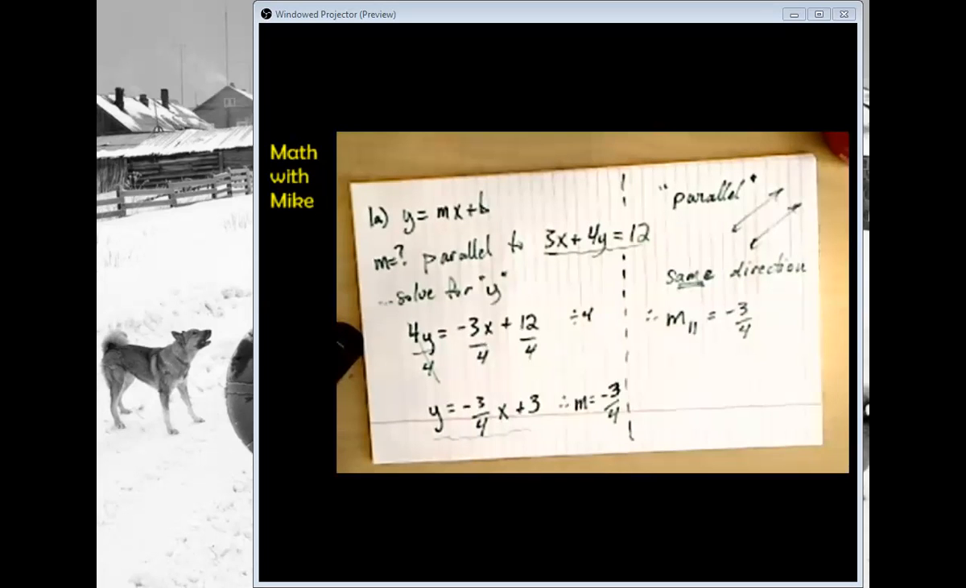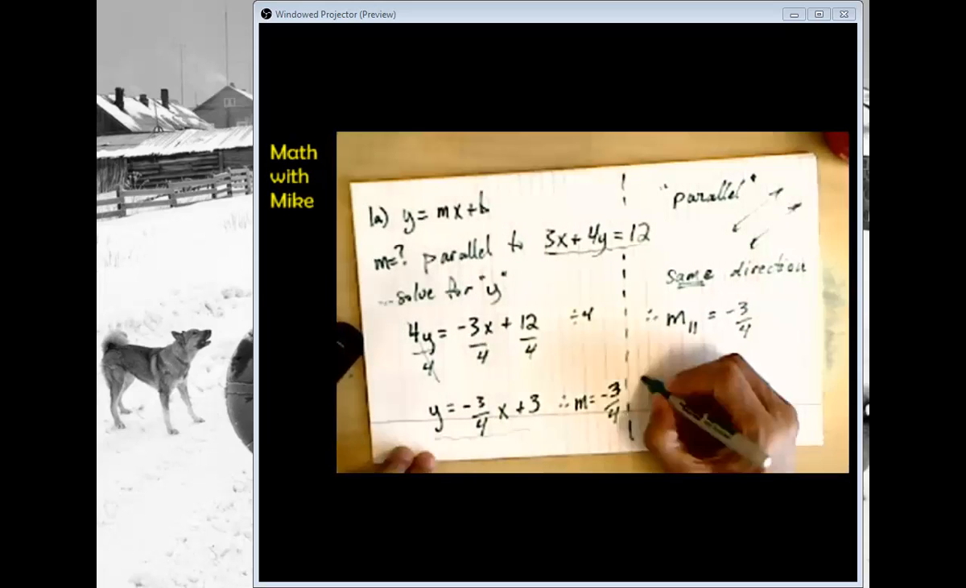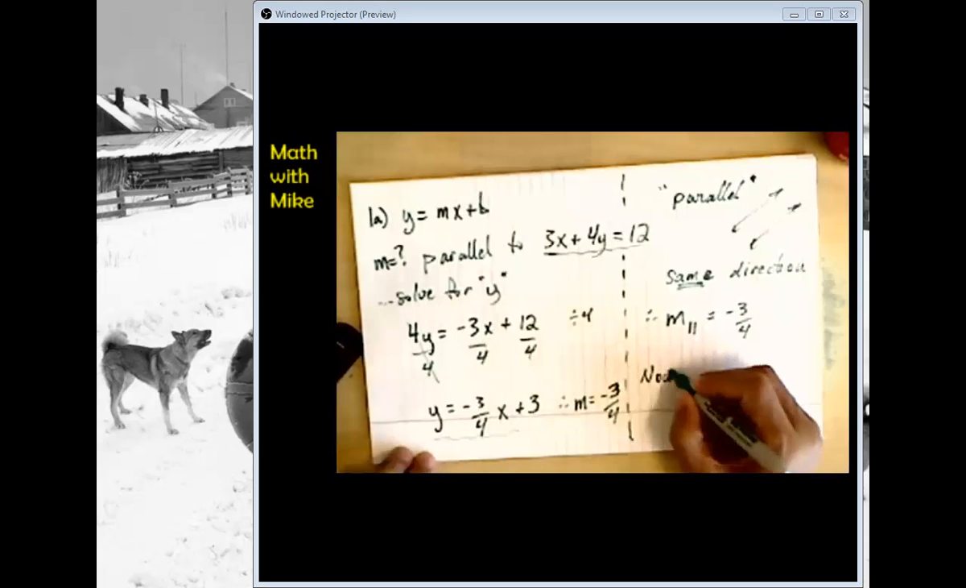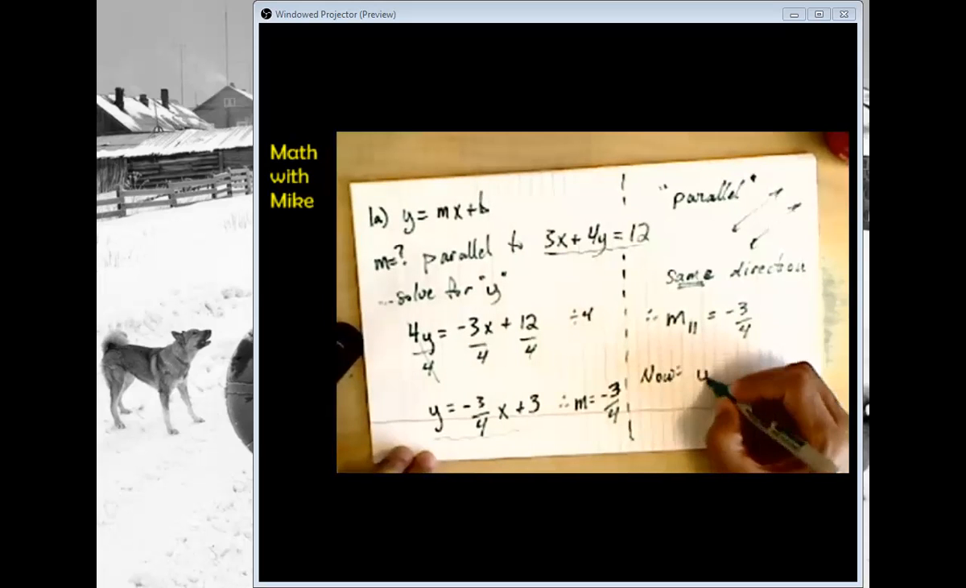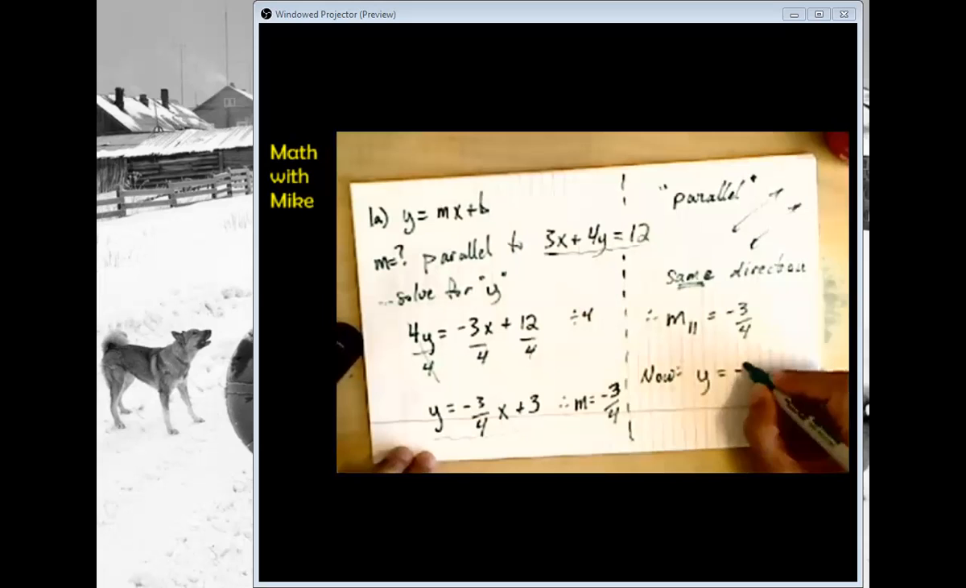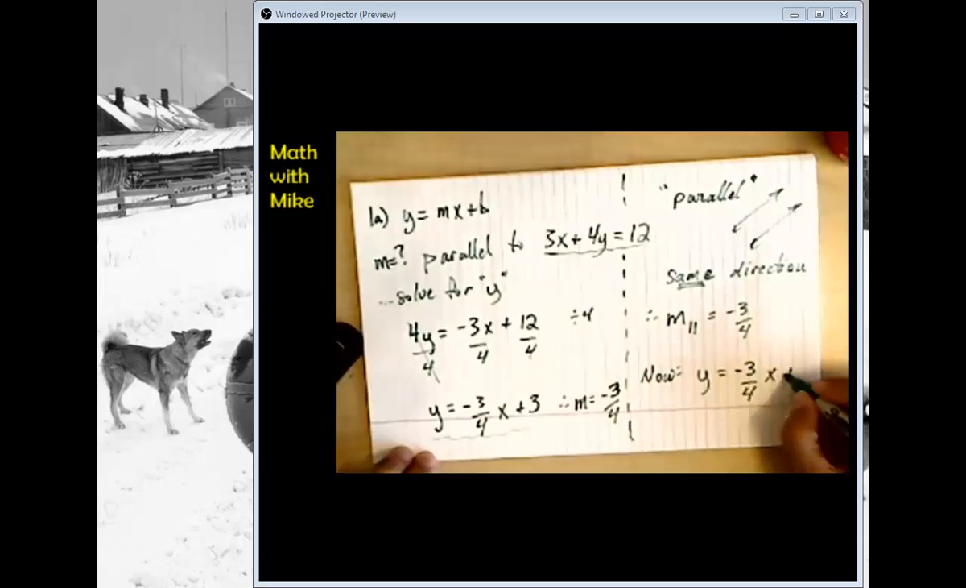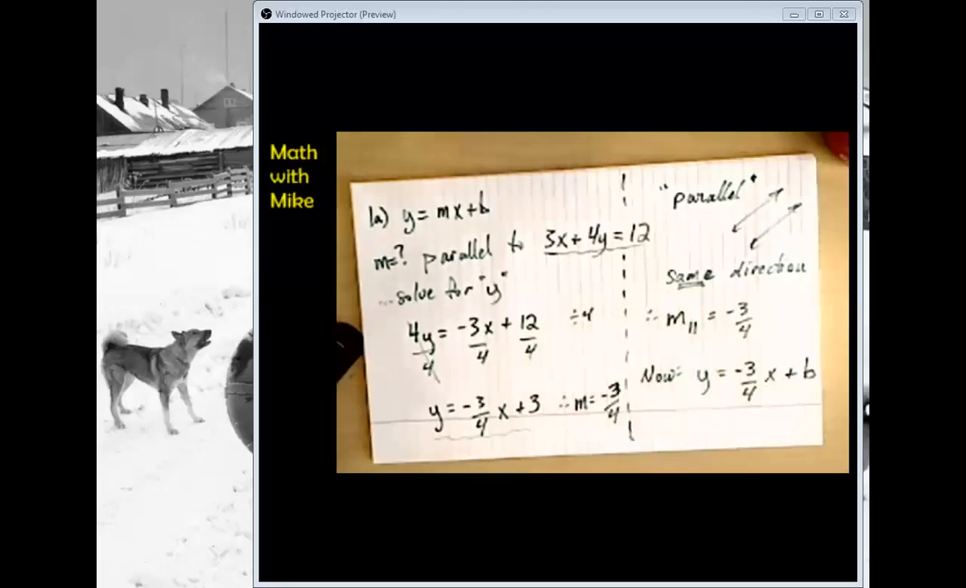So we got a little bit closer now to the equation that we need. Now we got this. We got y is equal to, using the same slope, minus 3 over 4x plus b, which we don't know yet. We still have to figure that out.